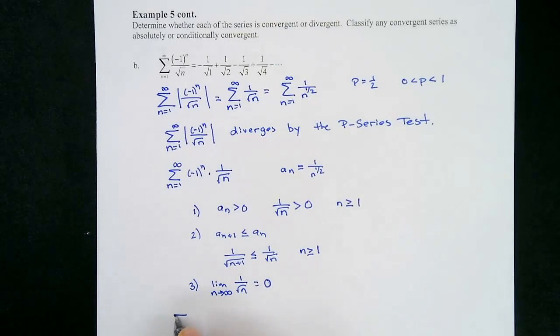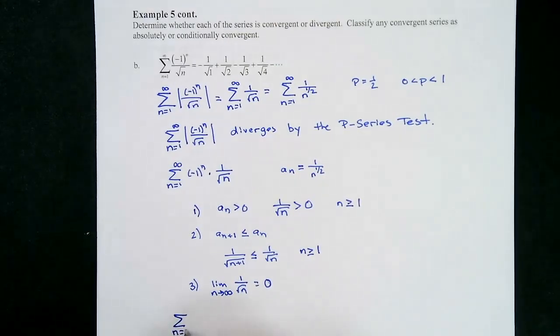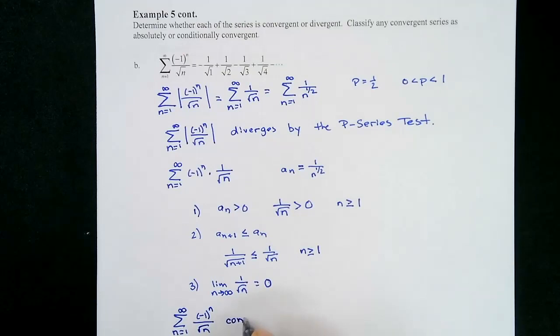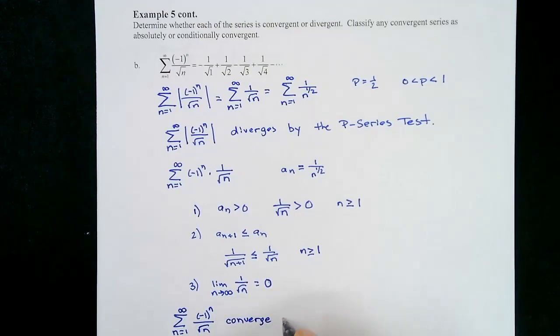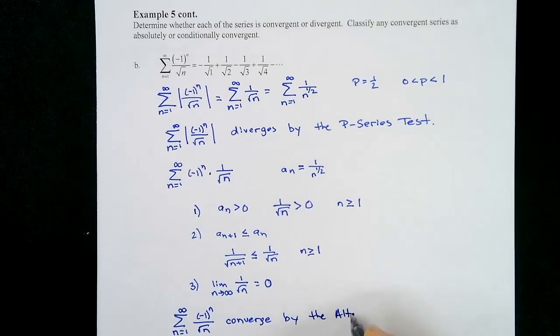So we could say the sum from n equals 1 to infinity of (-1)^n over the square root of n, we know that converges by the alternating series test.